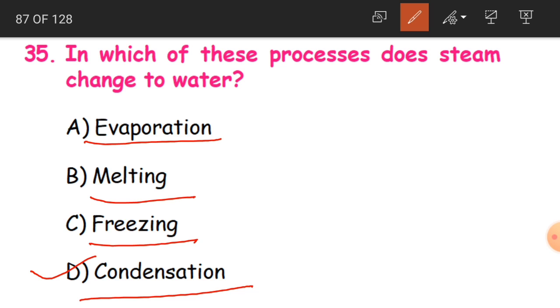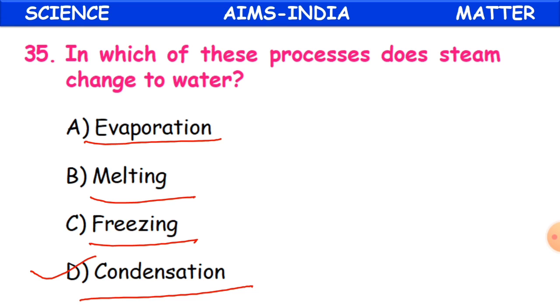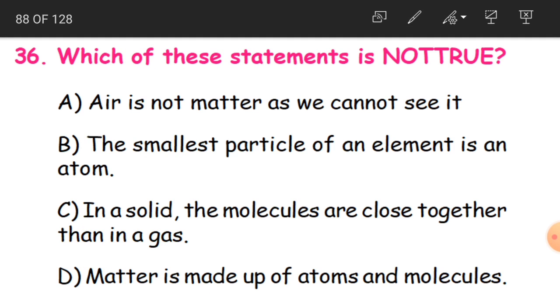So water vapor changing into water, for example, the clouds and the rain. Clouds are nothing but steam, vapor, and when they become heavy, they cannot carry that steam and it drops down in the form of water. That is what we get as rain. So this process is called condensation. Clear, children? Now, 36th question.